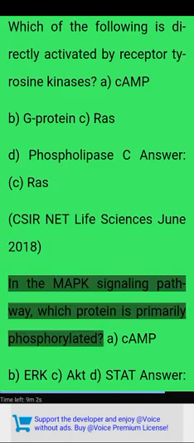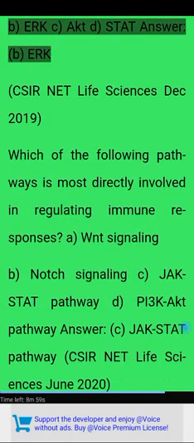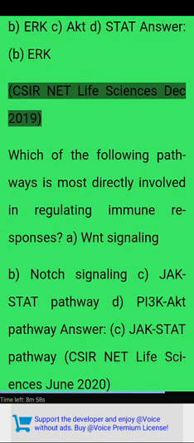In the MAPK signaling pathway, which protein is primarily phosphorylated? A. cAMP. B. ERK. C. AKT. D. STAT. Answer. B. ERK. CSIR NET Life Sciences December 2019.